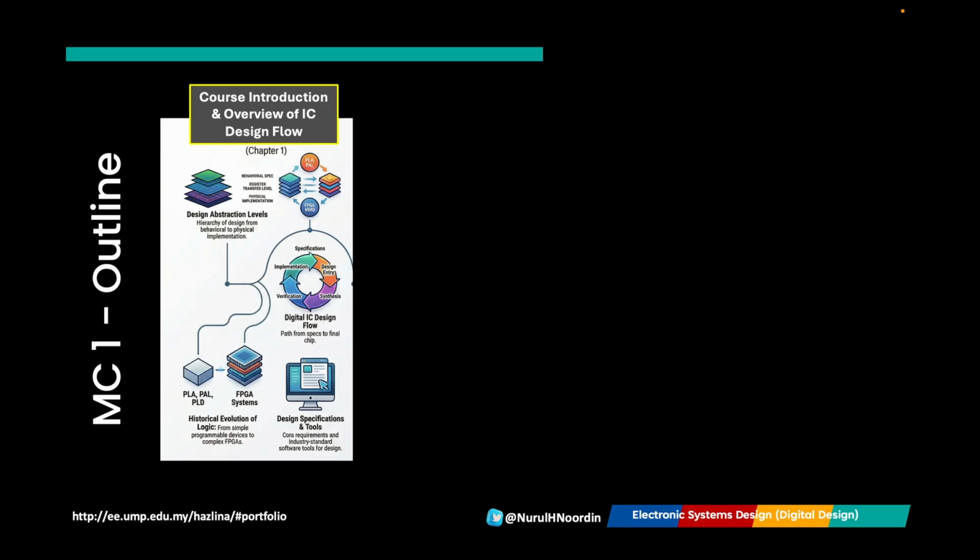You will explore the digital design abstraction hierarchy, understanding how design transitions from high-level behavioral models down to RTL, gate level, and ultimately physical implementation levels. You will also gain a clear understanding of the overall workflow of digital IC design. You will gain a historical perspective on the evolution of programmable logic devices, specifically PLA, PAL, and PLDs, to understand how they laid the foundation for modern FPGA-based systems. You will also be introduced to design specification and the tools used in this process.